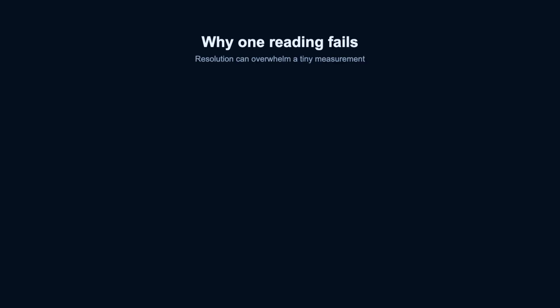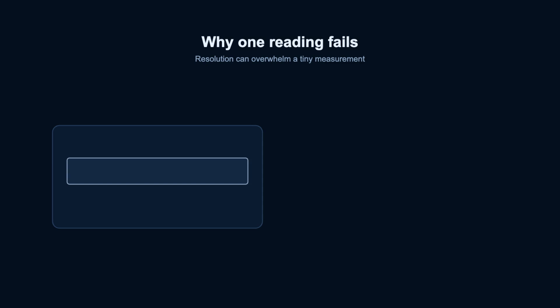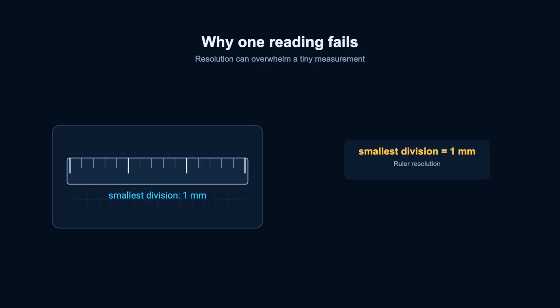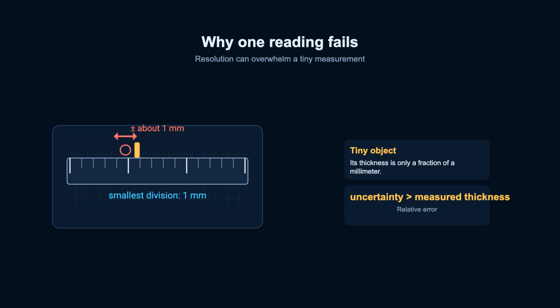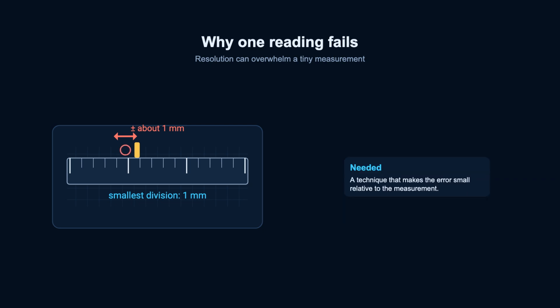Here's the problem hiding behind that ruler reading. A ruler's smallest division is 1 millimeter, so any single reading carries an uncertainty of roughly that size. If the object itself is only a fraction of a millimeter thick, that uncertainty is bigger than the quantity you're trying to find. You need a technique that shrinks the error relative to the measurement.